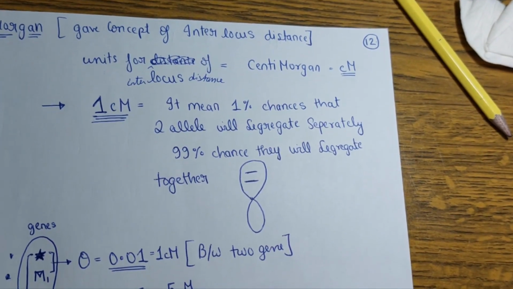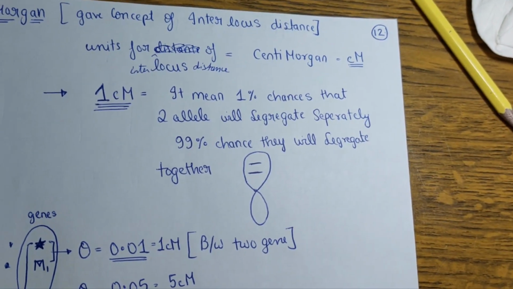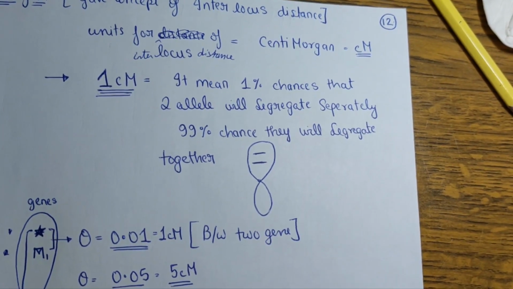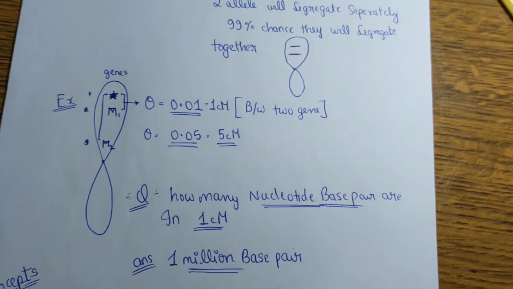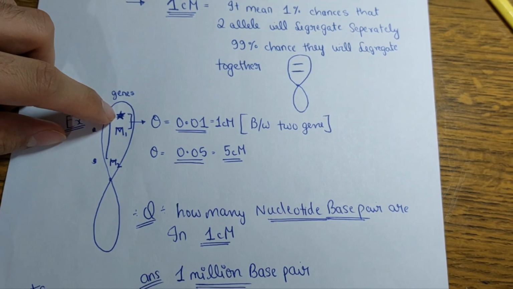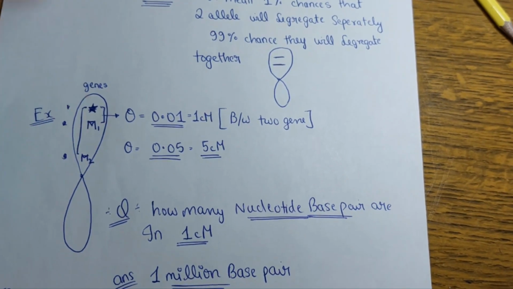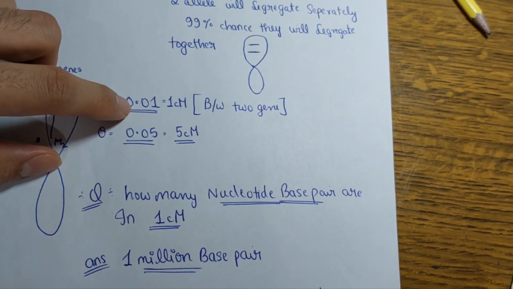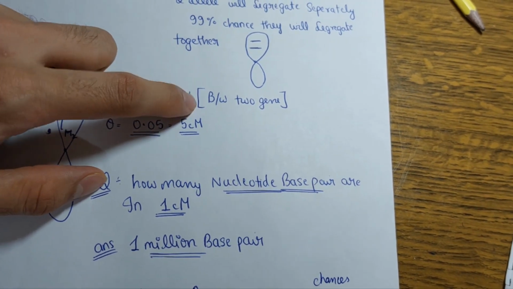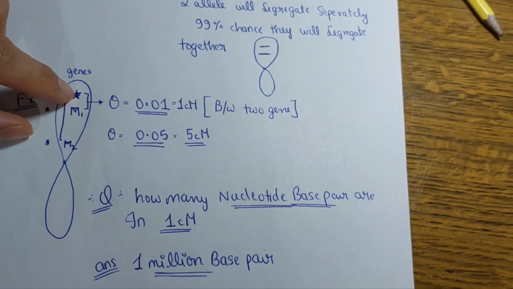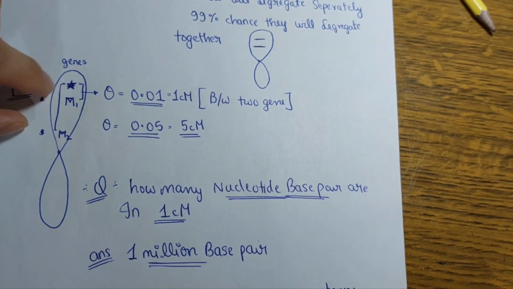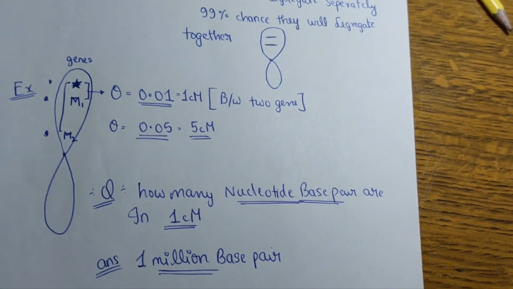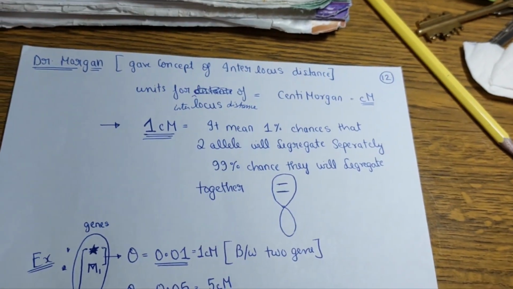1 centimorgan means there is 1% chance that two alleles will segregate separately, and 99% chance that these two alleles will segregate together or co-inherit. Example, if we consider a disease causing gene and gene marker 1 and gene marker 2, the theta between the disease causing gene and gene marker 1 is 0.01. That means it is equal to 1 centimorgan. If we consider the theta between this disease causing gene and this gene marker here, it comes around 0.05. Theta is 0.05, that is 5 centimorgan. So that is the unit of interlocus distance.